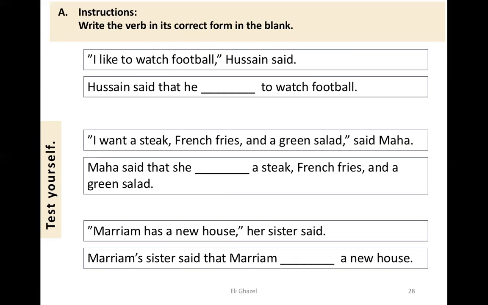So let's look at this one. Write the verb in its correct form in the blank. I like to watch football, Hussein said. Hussein said that he, blank. So notice now we're applying how the verb changes from an exact words to the noun clause and reported speech. I want a steak, French fries, and a green salad, said Maha. Maha said that she, blank, a steak, etc. Mariam has a new house, her sister said. Mariam's sister said that Mariam, blank, a new house.